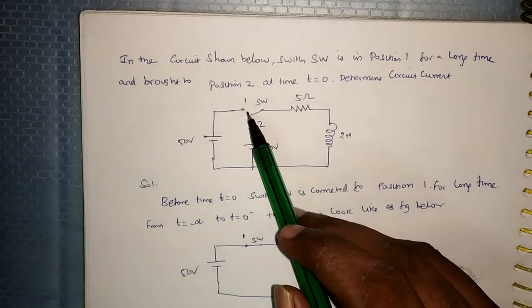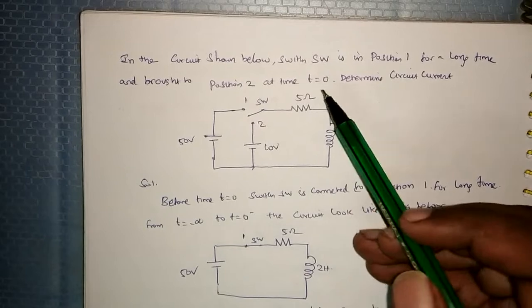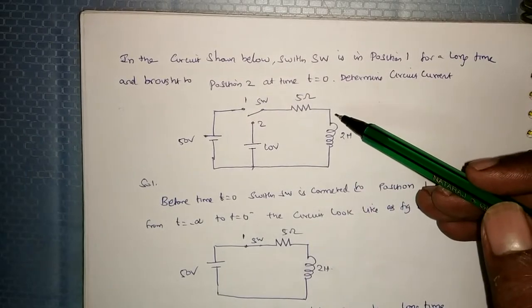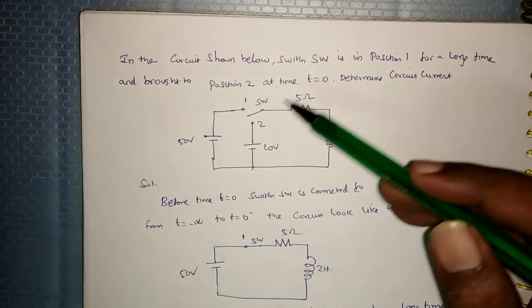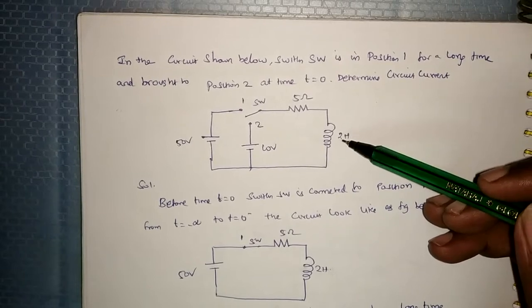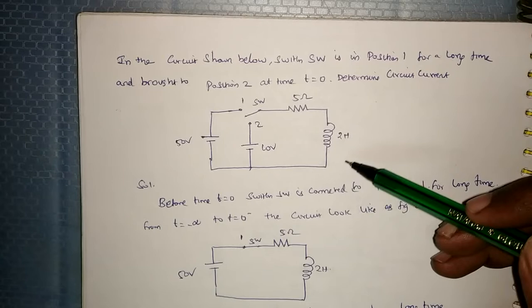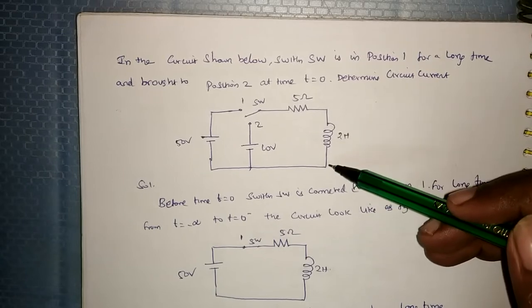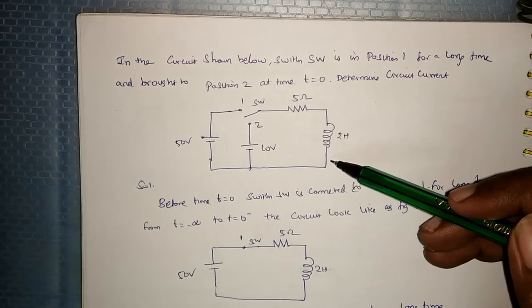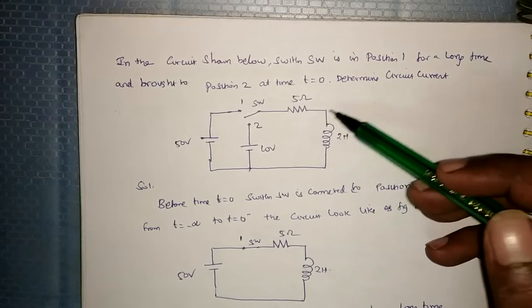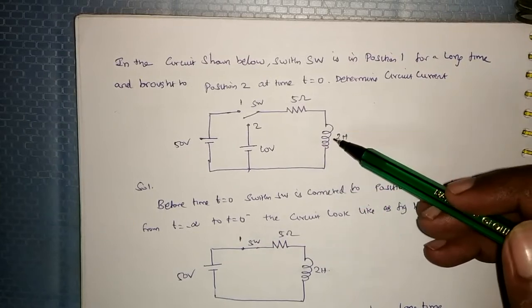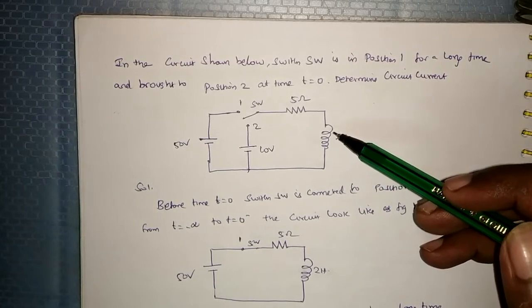While connected to position 1, there was a source connected to our circuit. So due to that, definitely the circuit reaches a steady state. While the circuit reaches steady state, the inductor will act as a short circuit, as we discussed in the previous part.